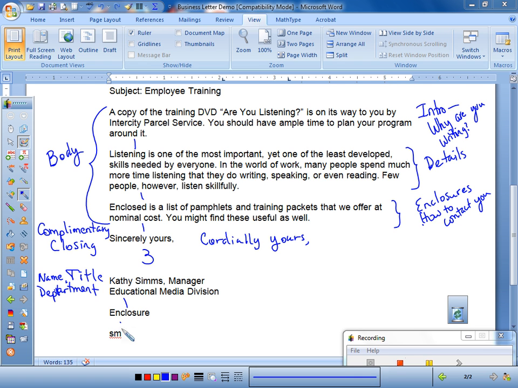They told us up here there was a list of pamphlets and training packets they were including, so that tells them there's some more stuff with this letter. If you write a letter of application, you're more than likely going to send your resume with it, so you can include that so they have that additional information. But there are many times that you may not have an enclosure. So that one's optional. If you're not including something inside the letter, then you don't write enclosure. The other thing you don't do is this last piece here.